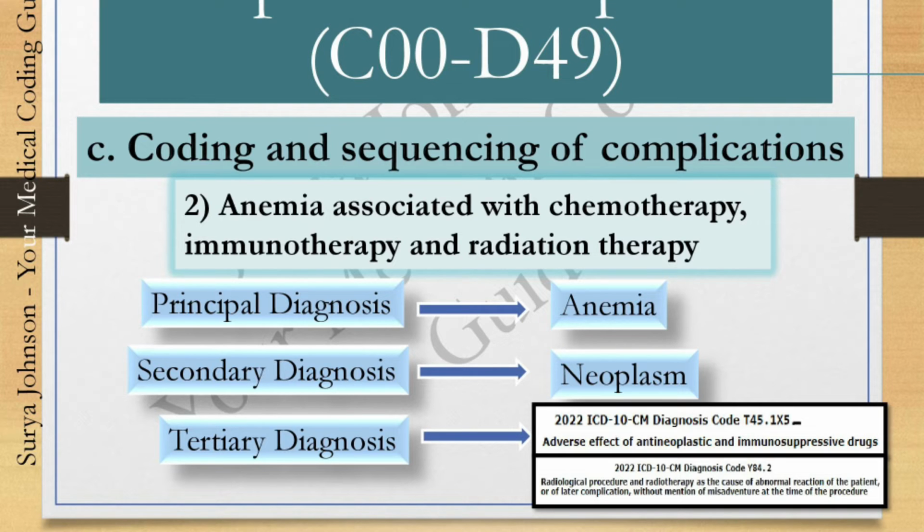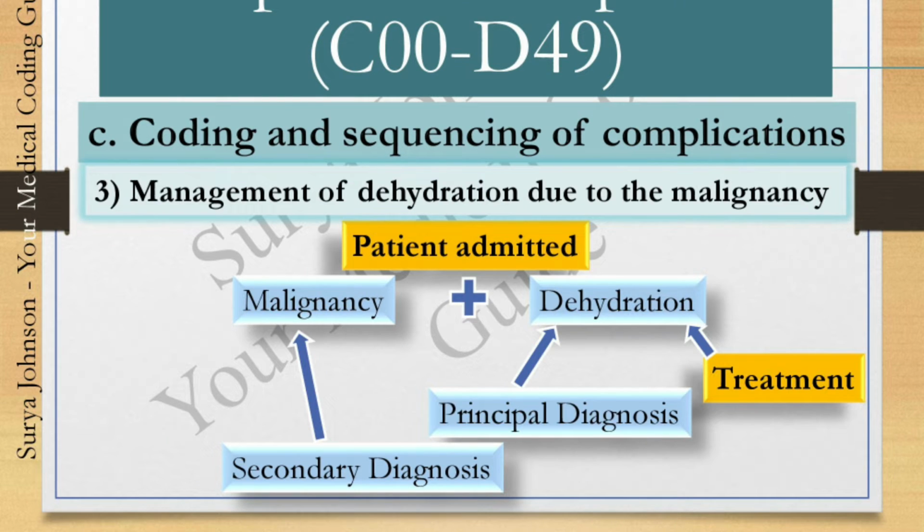The next one under C, coding and sequencing of complications, is the management of dehydration due to the malignancy. The patient has a neoplasm malignancy and has developed dehydration, that is loss of hydration in the body. The treatment at that visit is for treating the dehydration. Maybe the patient is coming for intravenous rehydration. The treatment is directed for the dehydration. The principal diagnosis should be dehydration, obviously. Now you understood, right? So, the malignancy will be the secondary diagnosis.